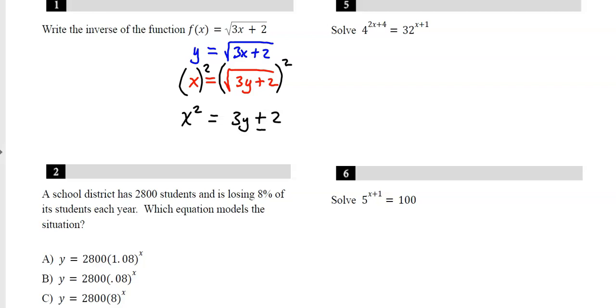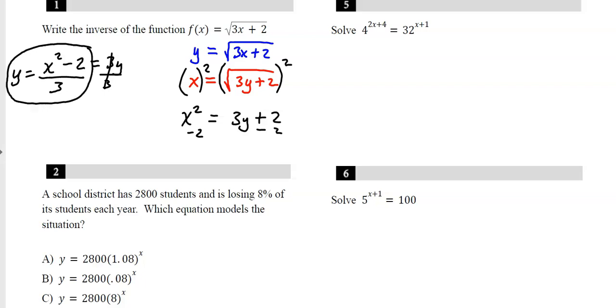I need to subtract the 2 from both sides. So that'll give me x squared, take away 2, equals 3y. Then divide both sides by 3, and there's my answer. Y equals x squared minus 2 all over 3.